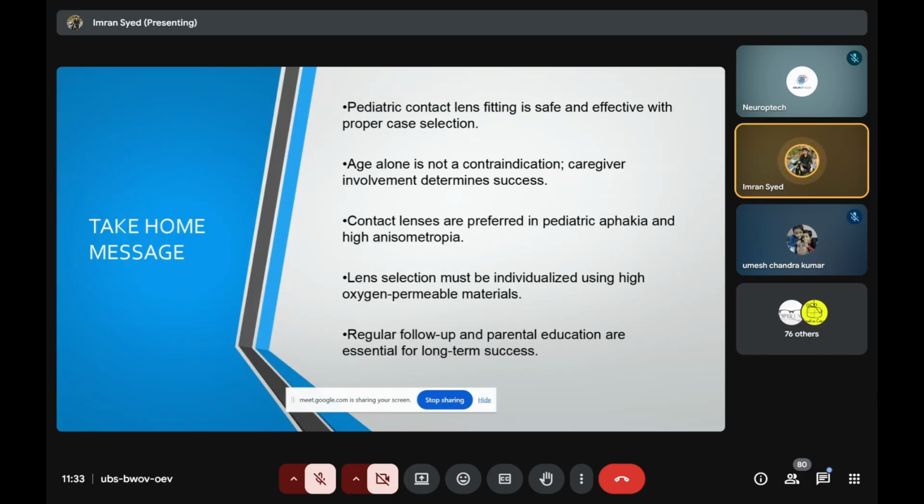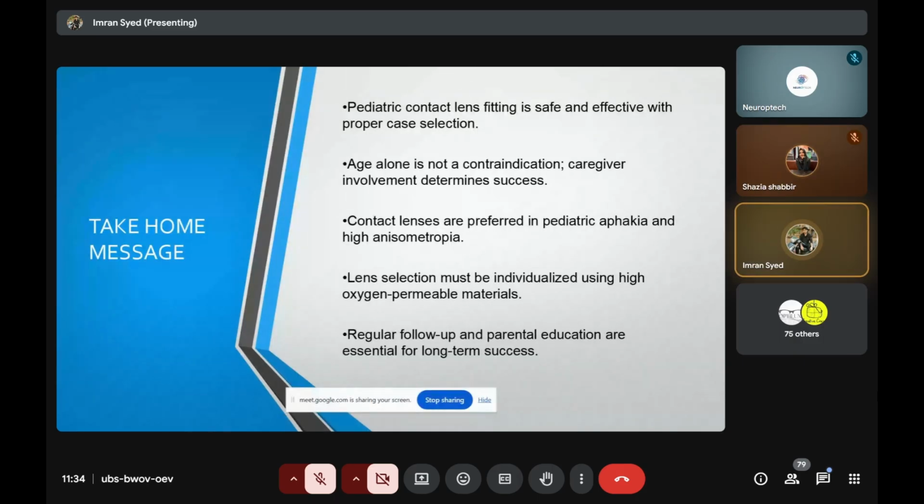Regular follow-up is very much essential for a successful contact lens fit. So this is how you will start your pediatric contact lens fit. The first thing is that you have to be very confident, and you should know what to do in which condition, and what the contraindications and indications of pediatric contact lenses are. I hope this PPT has given you some insights on this particular matter.